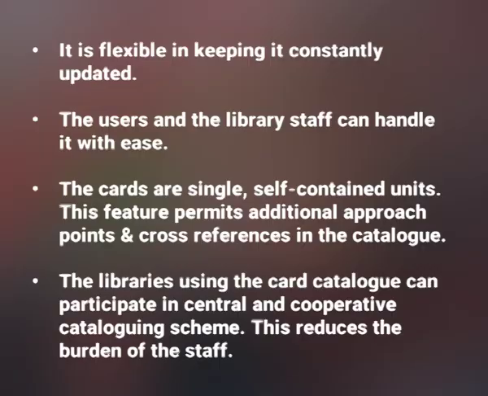The unit card principle that came up with the card catalog has enabled the growth of centralized and cooperative cataloguing. Cataloguing in publication can also be traced to this development era. There are several advantages related to the card form. First one is, it is flexible in keeping it constantly updated. The users and the library staff can handle it very easily. The cards are single, self-contained units. This feature permits additional approach points and cross references in the catalog. The libraries using the card catalog can participate in central and cooperative cataloging schemes. This reduces the burden of the staff.